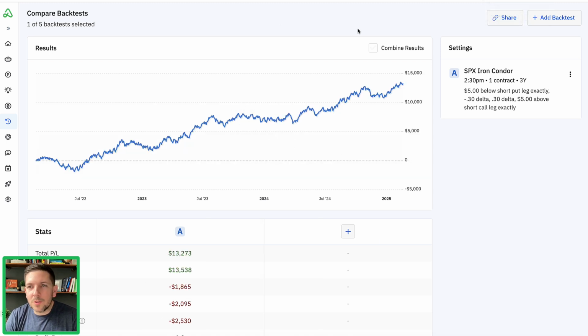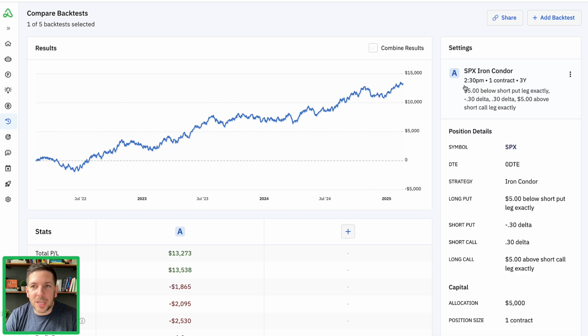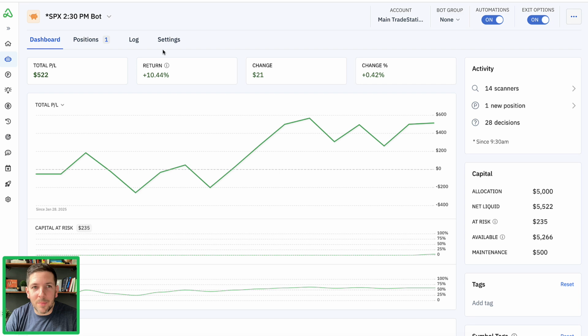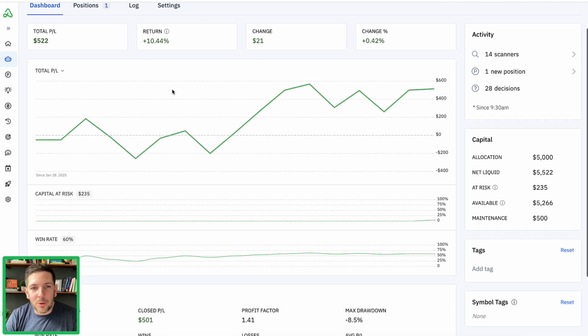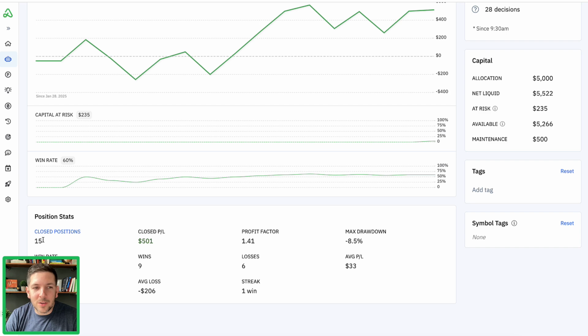Now, what we'll also do is take the current strategy. This is the one that I use as the basis for creating the bot that I'm currently running. And we're going to go ahead and use this one, which again was just entering positions at 2:30 in the afternoon on SPX and then letting them go to expiration. By the way, I have been running that bot since I turned it on. It's up a little bit of money. It doesn't really matter now because it's only 15 positions.